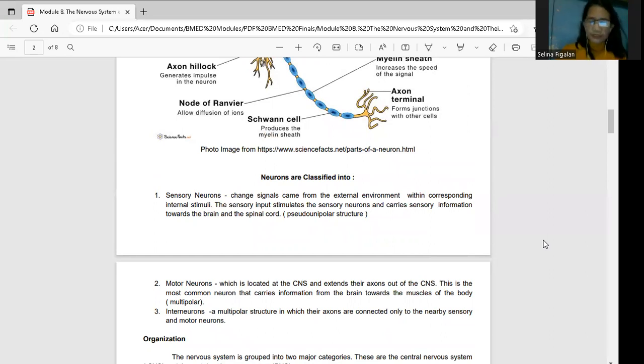So for what we see, for example the touch reflex, when she touched the hot surface, the signals or the information go into the brain.